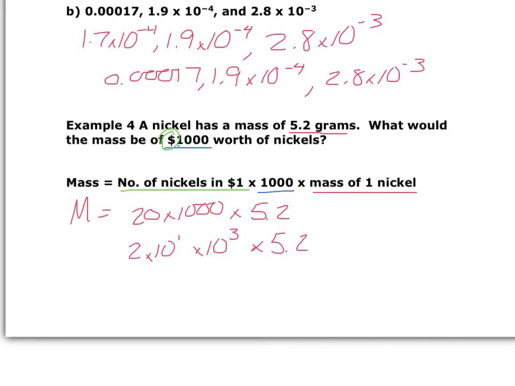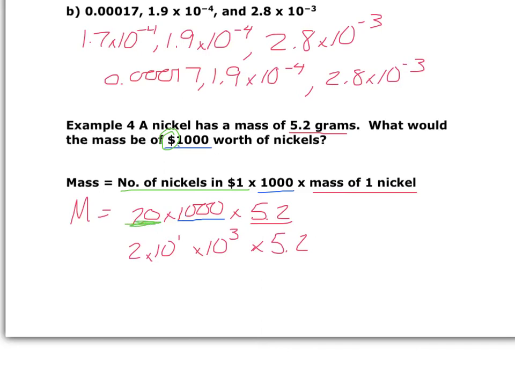Here's how this works. We take the 5.2 grams and we plug it in for the mass of the nickel. So that's what I've done right here, 5.2. Okay, we have the $1,000 worth of nickels, so we had to take 1,000 from our story problem. It's underlined there in blue, and it's here again in the problem that I've set up.